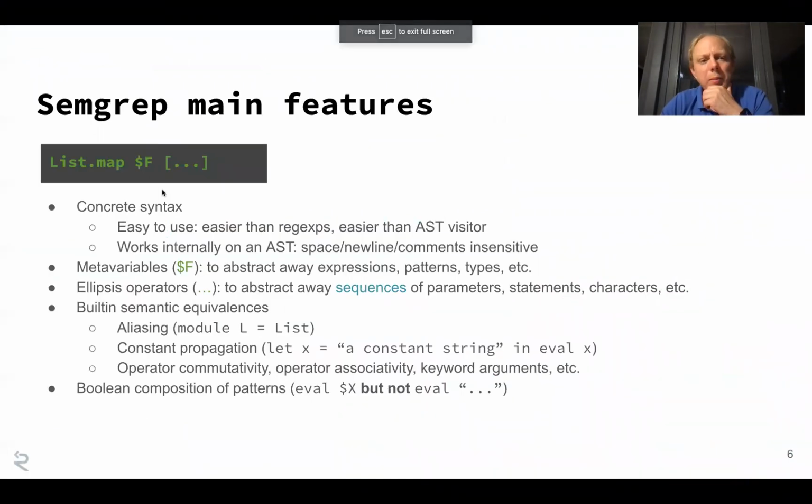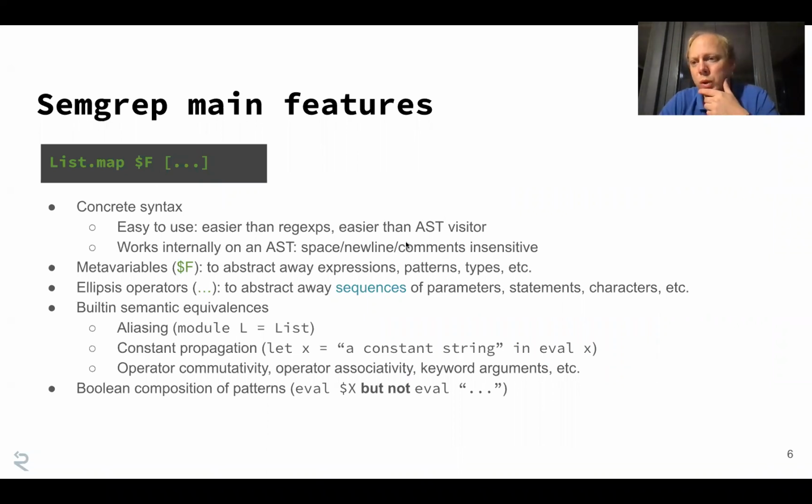So the main features of Semgrep, if I take back this simple example from the beginning, is that we use the concrete syntax. That is, it's easier to use than a regular expression. And actually, you cannot even express these code patterns using a regular expression, because the function argument to list.map can be arbitrarily complex with nested parentheses, and regexes are out of their reach for that.